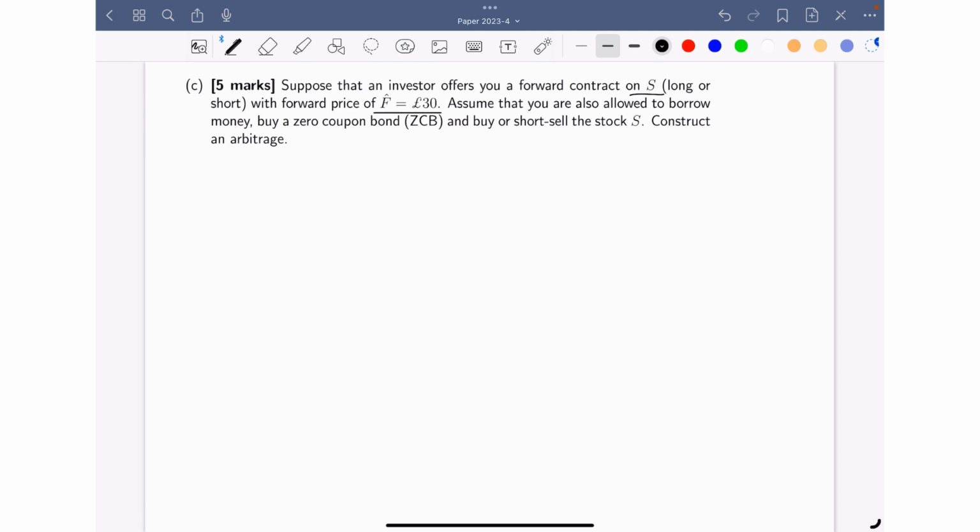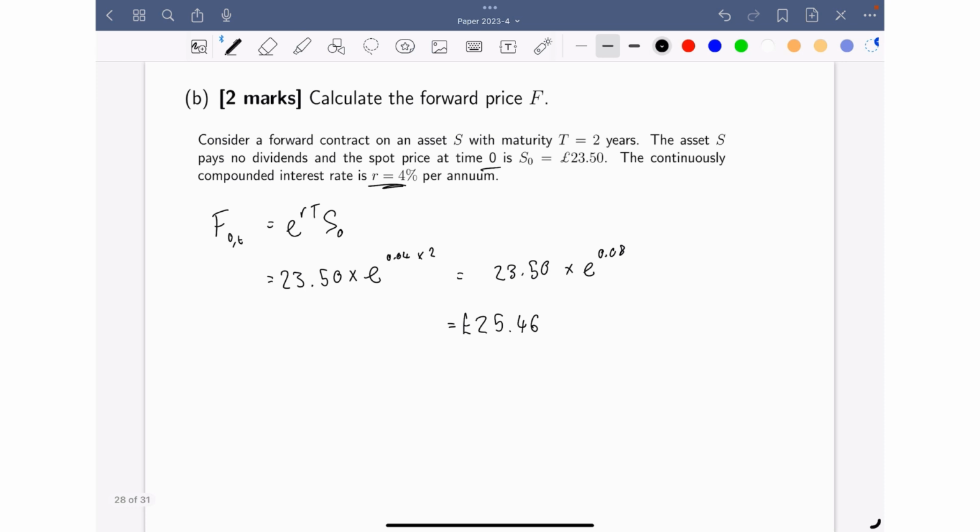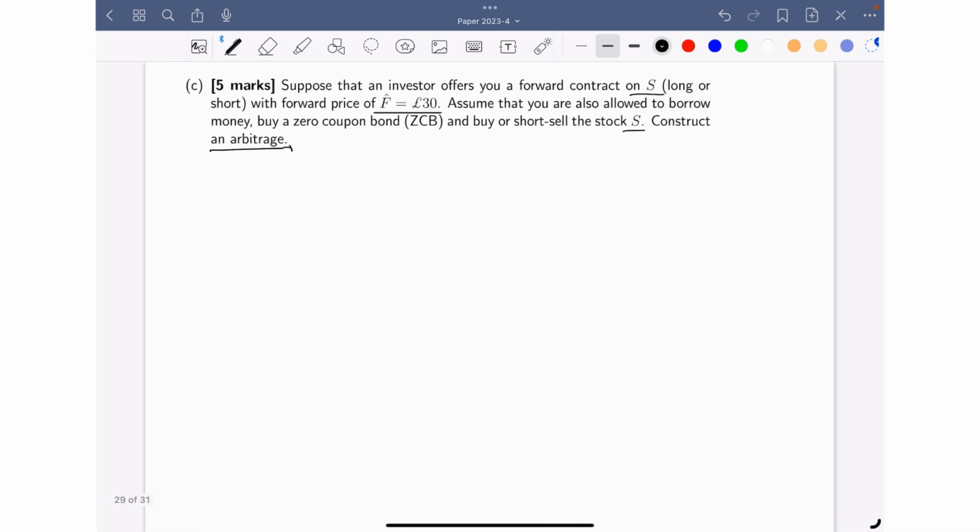So next, suppose the investor offers you a forward contract on S with a price of £30, assuming that you're also allowed to borrow money and buy coupon bonds and buy or short sell the stock S, construct an arbitrage. So essentially, we know that the value of this forward contract for S is 25.46, and we're being offered a forward price of £30. And because this is higher, essentially what we need to do is we want to go short.